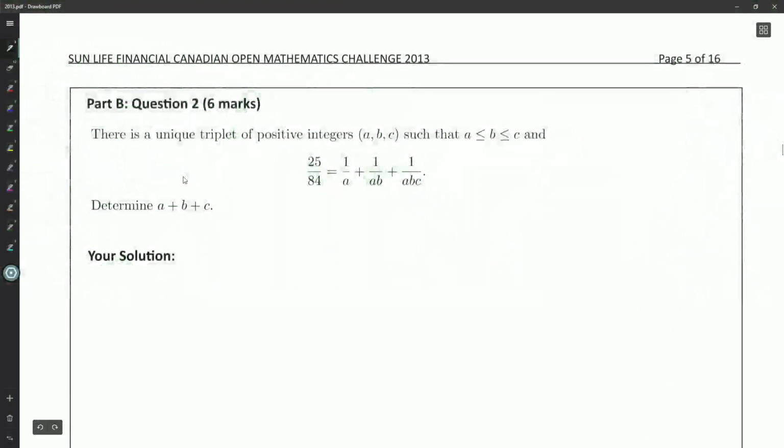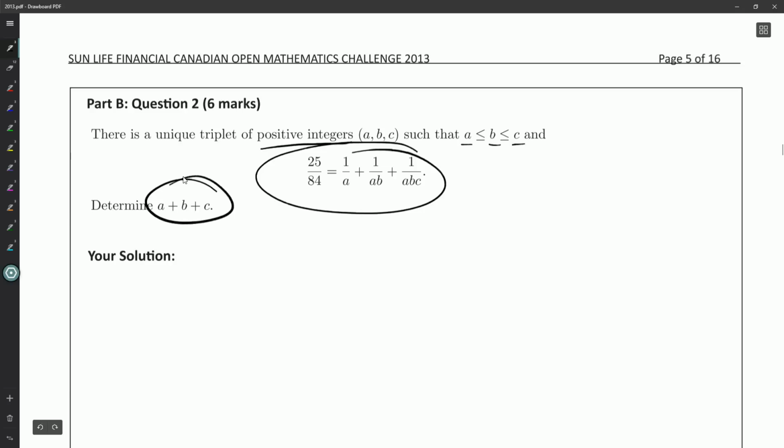Root Beer here, and I've got question B2 from the 2013 open paper all ready to be looked at. There is a unique triplet of positive integers, a, b, c, so that a is less than or equal to b is less than or equal to c, and 25 over 84 is equal to 1 over a plus 1 over ab plus 1 over abc. And we are being asked to determine a plus b plus c, which is good, because I'm not entirely sure, given the information we're given, that we could get a, b, and c, but we might be able to manipulate this expression to give us a plus b plus c. We'll see. But I think we might be able to at least do that.